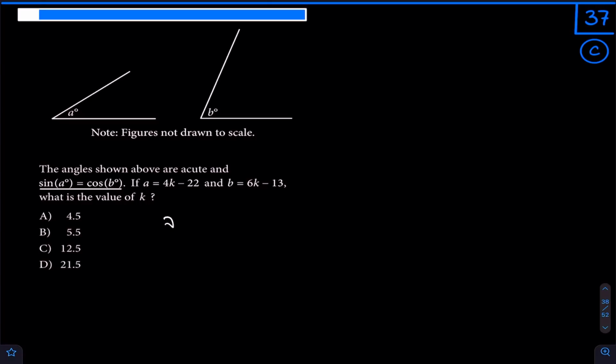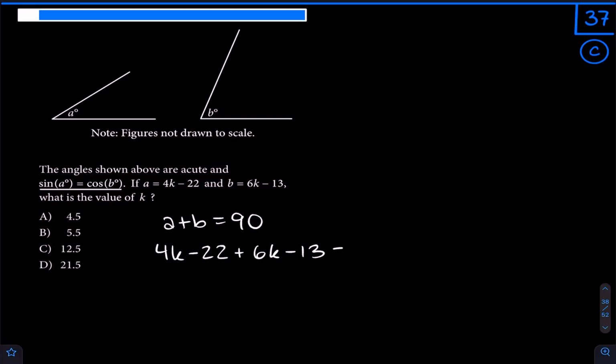So since we know that A plus B is equal to 90, we can write this as 4k minus 22 plus 6k minus 13 is equal to 90. Combining like terms here, we're going to get a 10k. Then we have a 22 and a 13. That's going to give us a 35, and it's negative.